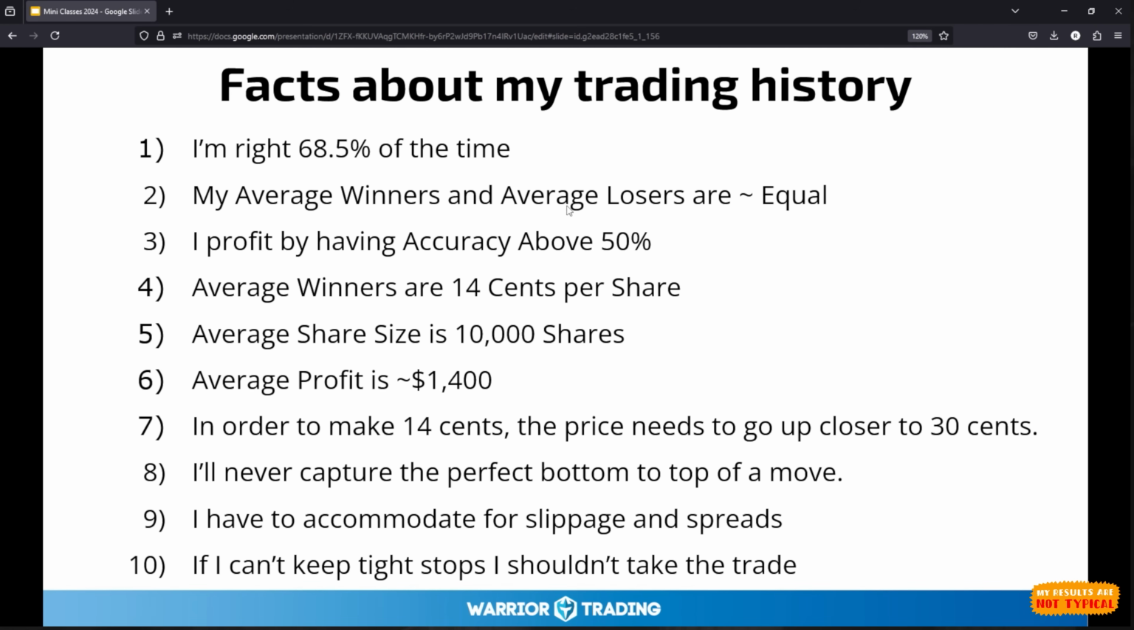My average winners and average losers are approximately equal in dollar amount. I profit, therefore, by having accuracy above 50%. Because if my accuracy was 50% and my average winners and losers are even, then I'm a break-even trader. But because I'm right 68.5% of the time, I am profitable. Now, my average winners are about 14 cents per share. And my average share size is about 10,000 shares. And my average profit per trade is $1,400.